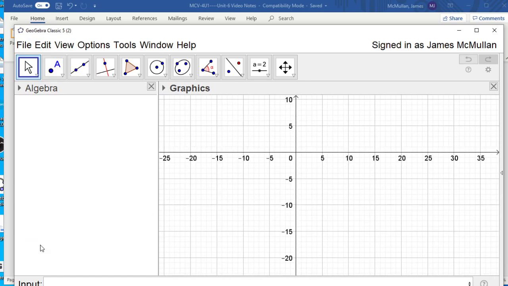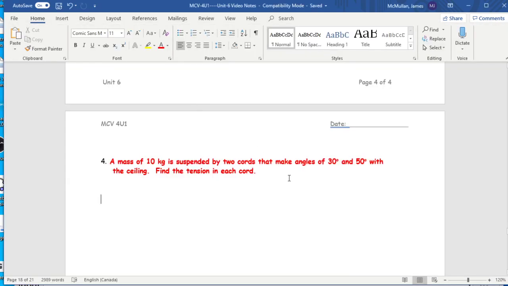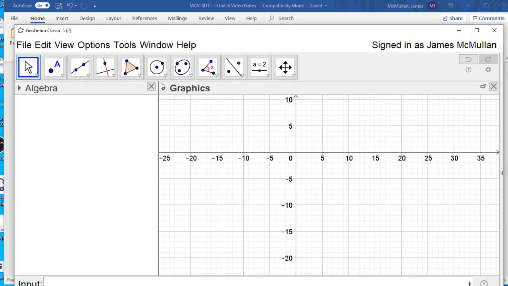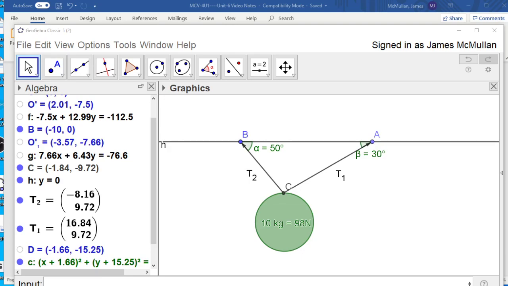Okay, so for this one, what we have is 10 kilograms suspended by two cords that make angles of 30 and 50 with the ceiling. So let's say one of them is attached over here, and one of them, how do I do this now? Let me just pause this so I can get this drawn. Okay, so your picture should look something like this. You have a point on the ceiling and another point on the ceiling, and both of these points are attached to an object that is suspended.